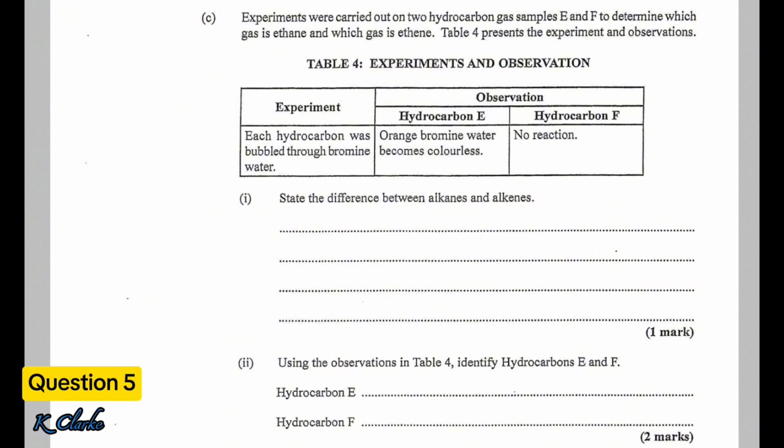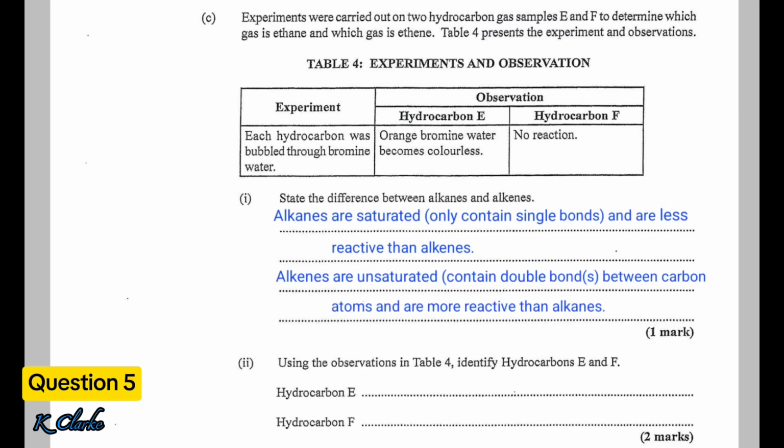Part 1. State the difference between alkanes and alkenes. Alkanes are saturated, meaning they only contain single bonds and are less reactive than alkenes. However, alkenes are unsaturated, meaning they contain double bond or double bonds between carbon atoms and are more reactive than alkanes.